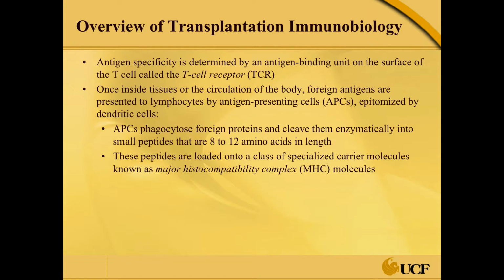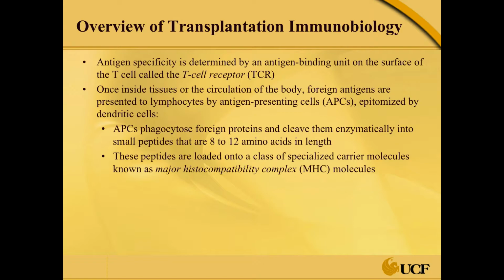Let's overview transplantation immunobiology. Antigen specificity is determined by an antigen binding unit on the surface of the T cell, and this is called the T cell receptor. Once inside tissues or the circulation of the body, antigens are presented to lymphocytes by antigen-presenting cells, or APCs, which are epitomized by dendritic cells. The APCs phagocytose foreign particles and foreign proteins and enzymatically cleave them into smaller peptides that are about 8 to 12 amino acids in length.